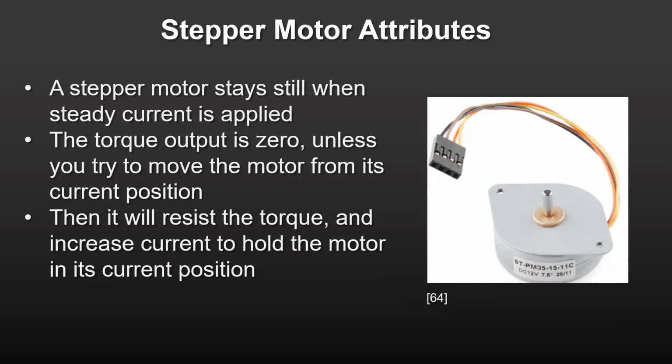A stepper motor stays still when steady current is applied, unless you program the coil windings to make it move in an angular step. This is good news and bad news. It is good news if an external load tries to rotate the motor and you don't want the motor to move. Then the stepper motor will apply even more current to resist the load up until it reaches the holding torque. A load applied above the holding torque will force the motor shaft to rotate.